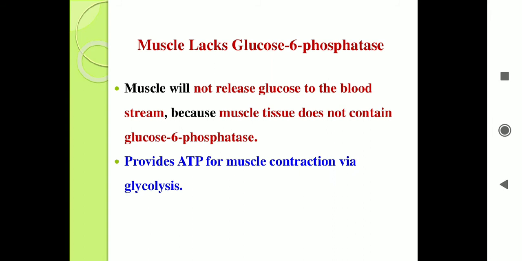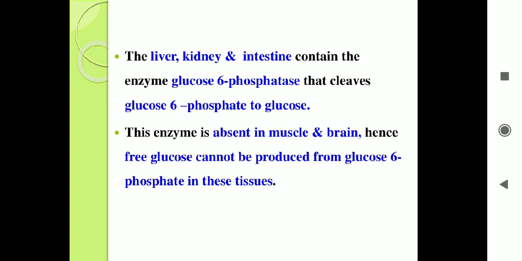I told you that glycolysis can be anaerobic and aerobic, right? So they produce ATP, and that ATP acts as energy, right? So it can be used for muscle contraction. So the liver, kidney and intestine contain this enzyme, glucose 6-phosphatase. Basically this enzyme is used for cleavage of glucose 6-phosphate to the glucose molecule.